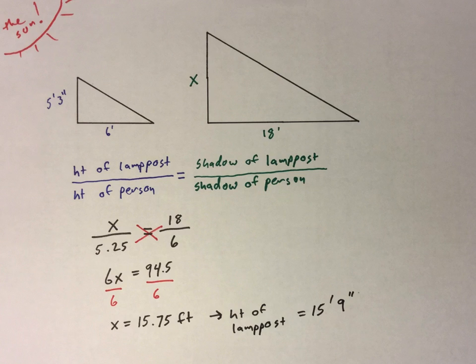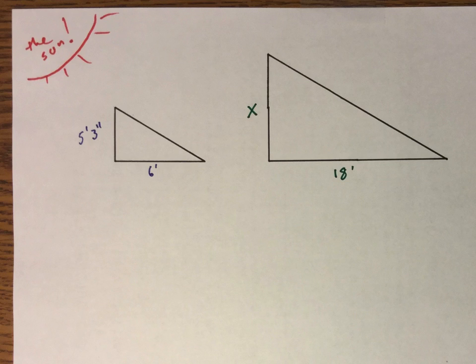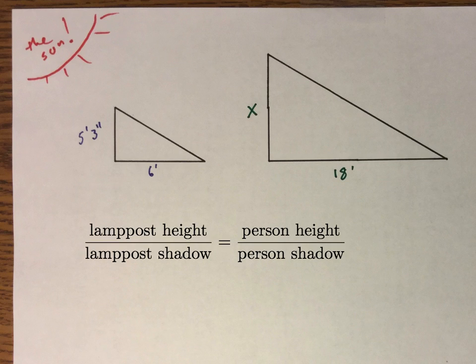And just to show you there's more than one way to solve this problem, if instead you solved it with the proportions of lamppost divided by lamppost equals person divided by person, you still get that same value of x.